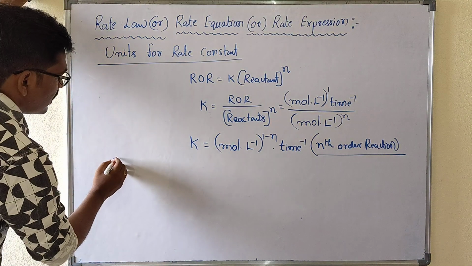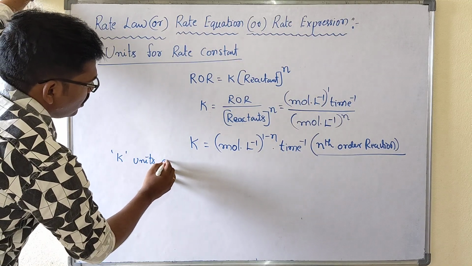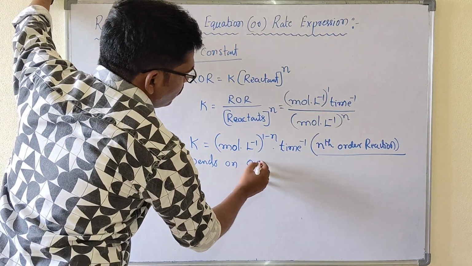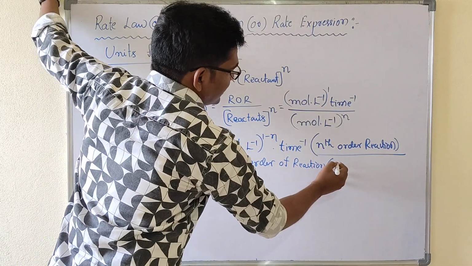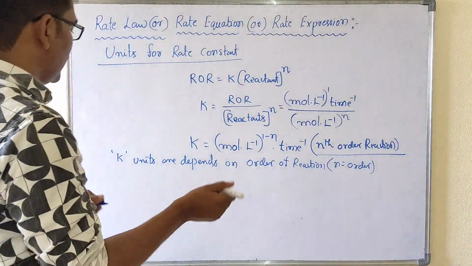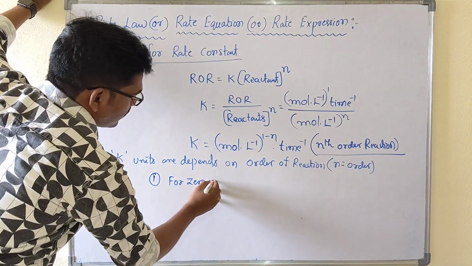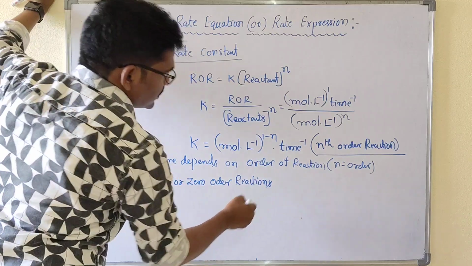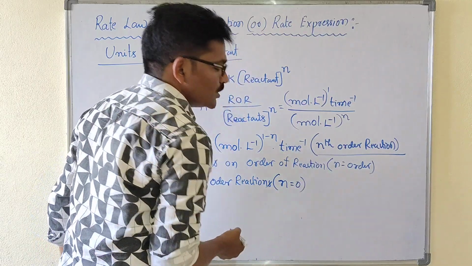So remember, rate constant units depend on order of reaction. Order of reaction ఏంటి సార్ ఇక్కడ ఆర్డర్? సార్ n అనేది ఆర్డర్. n అనేది ఆర్డర్ ఆఫ్ రియాక్షన్ మీద. సార్ ఫర్ ఎగ్జాంపుల్ ఫర్ జీరో ఆర్డర్ రియాక్షన్స్ కనుక మనం అబ్జర్వ్ చేస్తే, see n value how much will be there for this? n value equals 0 for zero order reactions.